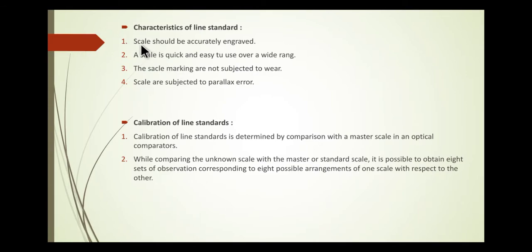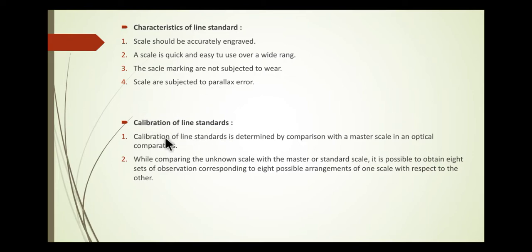Characteristics of line standard. First, the scale should be accurately encoded. Second, a scale is quick and easy to use over a wide range. Thirdly, the scale markings are not subjected to wear. Fourth, scales are subjected to parallax error.